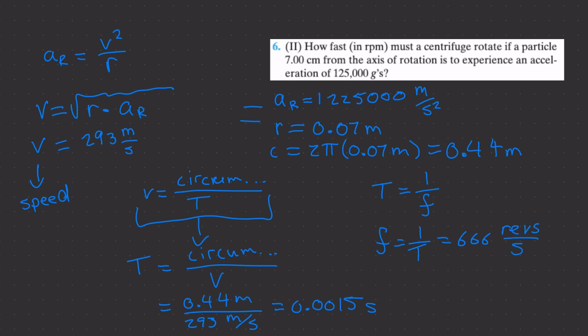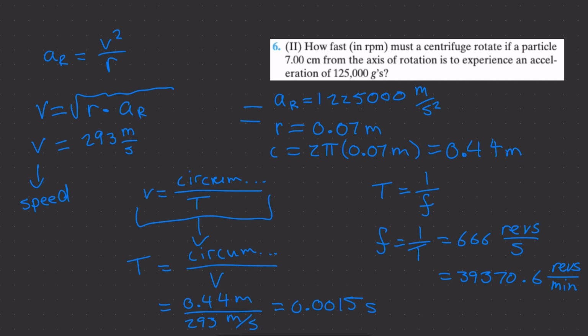And the thing is that we want it in revolutions per minute. Luckily, that's just a multiple, and we're going to multiply it by 60. So revolutions per minute should give us about 39,970.6 revs per minute. All right, and that's going to be the answer here.